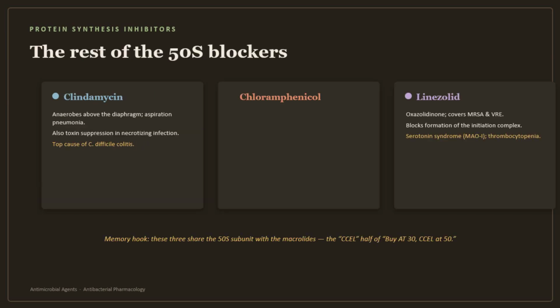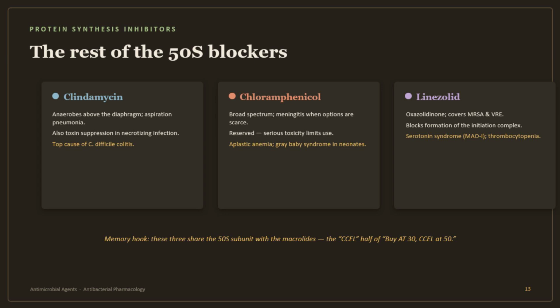Let's mop up the rest of the 50S blockers. Three drugs that are reserved and a little dangerous, but absolutely worth knowing: clindamycin, chloramphenicol, and linezolid. Clindamycin covers anaerobes above the diaphragm and is great for aspiration pneumonia, and it has this nice bonus of suppressing toxin production in necrotizing infections.